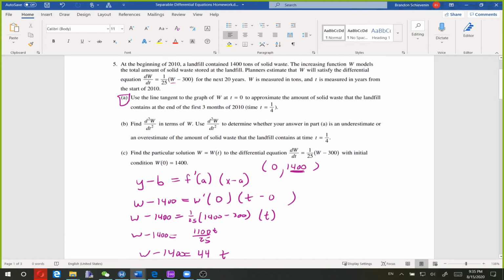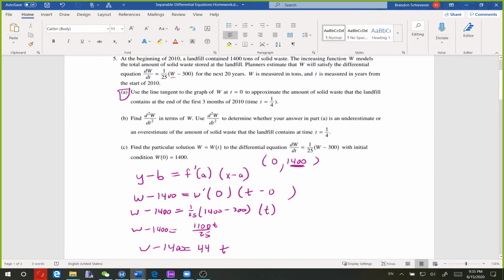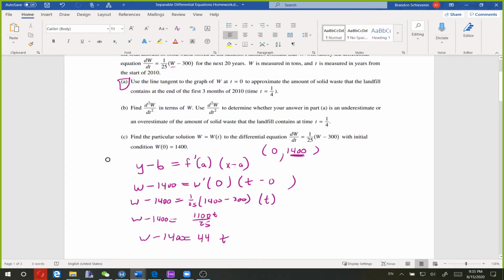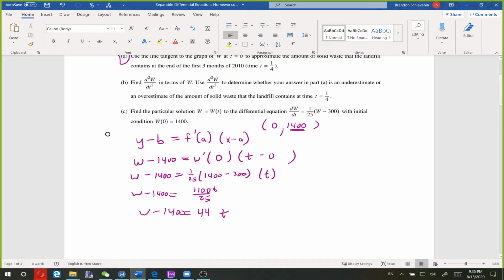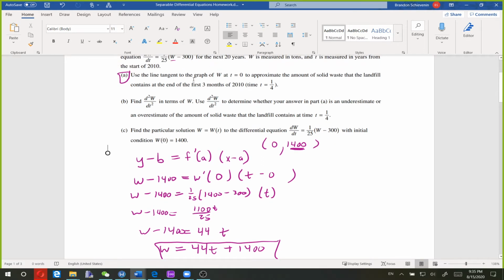So you have to solve this for slope-intercept form? It's not okay. I actually don't have to solve for slope-intercept form, so I could just stop right here since I am in point-slope form. If you do want to stop in slope-intercept form, y equals mx plus b, then I can add 1400 to both sides and get this. The equation of a tangent line to the graph of W at t equals 0.